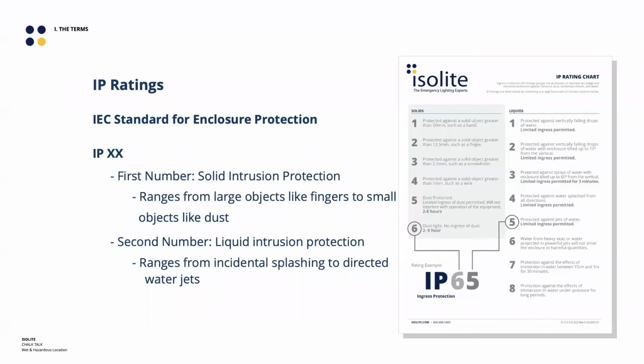The second number is what we would actually care about when we're talking about wet location products. They also have numbers on a little bit larger scale, from 1 to 8. And again, it varies from no protection or very basic protection, where some incidental splashing of the product is okay, all the way up to 8, which means that you can submerge the product at about 3 feet or so, and it will still survive. And these are nice because as the numbers get larger, you can infer that there is more protection.